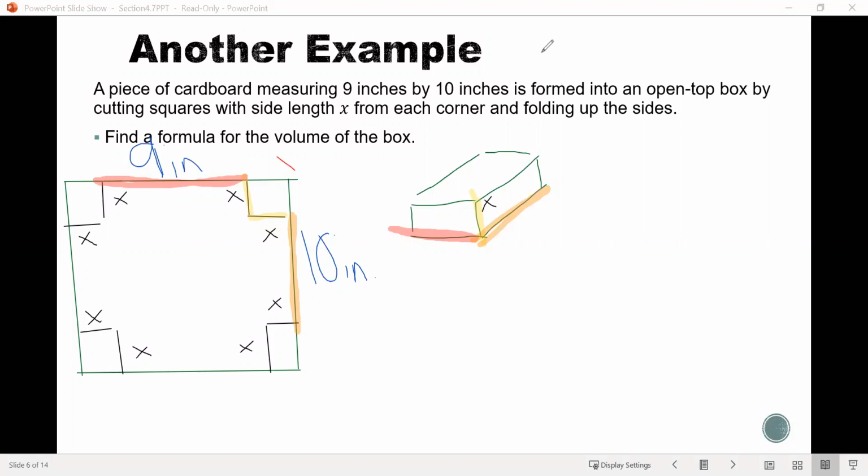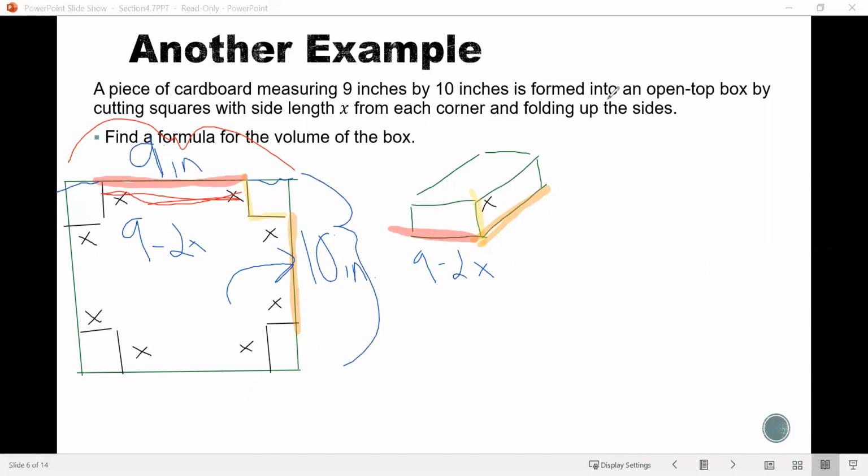So first of all, originally this whole length was 9 inches, but the piece that ends up on the box there is just this piece here. And what will that length be? Well, it's going to be 9 minus each of these little pieces we've cut out, which each have a length of x. So it looks like that length would be 9 minus 2x. And using similar reasoning, this whole length here was 10. We subtract a piece of x out of each side, so that orange piece is going to be 10 minus 2x.